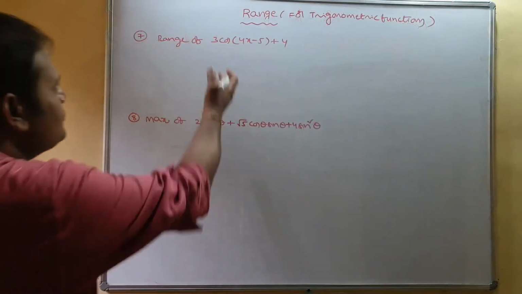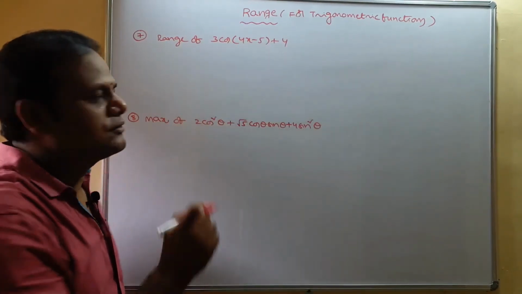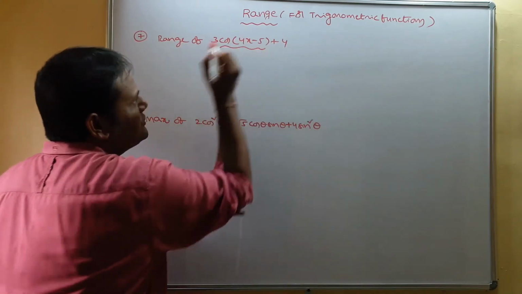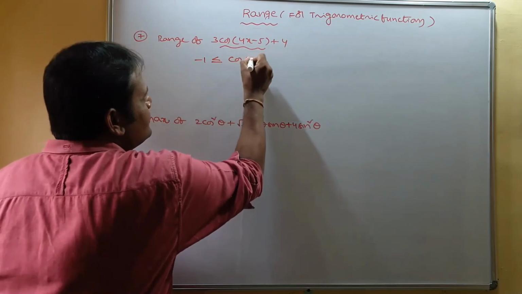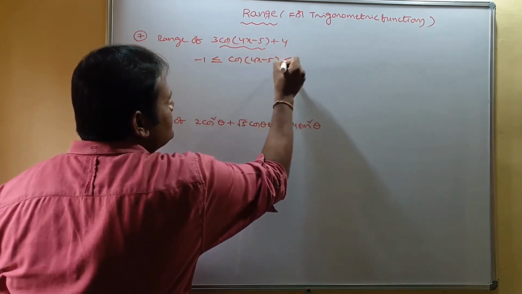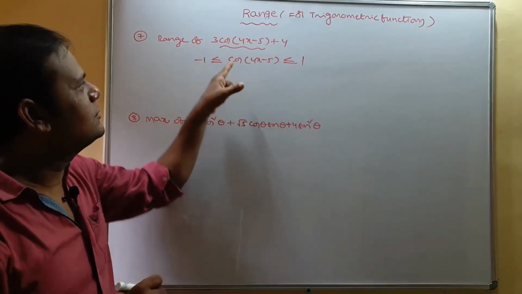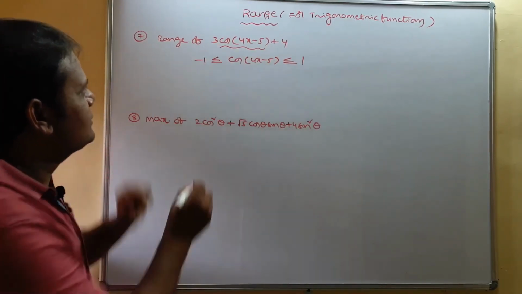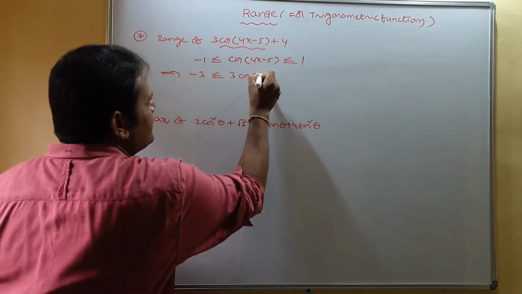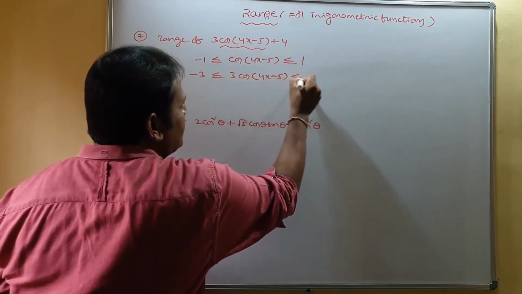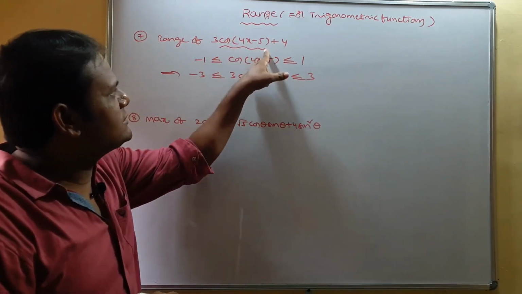Clear? Coming to this, range of 3 cos 4x minus 5 plus 4. Observe this. Anyhow it is a cos function, so we know that cos is in between minus 1 and 1. So cos 4x minus 5 is also in between minus 1 and 1. Why? Because it is a cos function. Multiply this with 3. So we get minus 3 less than or equal to 3 cos 4x minus 5 less than or equal to 3.